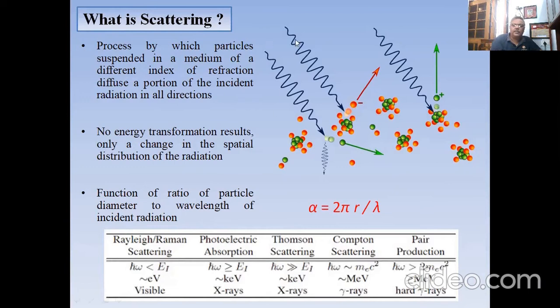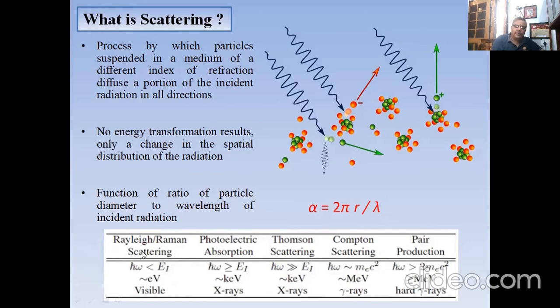You can see that a gamma photon is coming. It interacts with the charged particles here, and its path changes. Some other particles can also be emitted during the process, but that is different in different interactions, and we will study it later on. In the process, no energy transformation results, only a change in the spatial distribution of the radiation. And the function of the ratio of the particle diameter to the wavelength of the incident radiation is given like this. And we have about five major scattering processes.